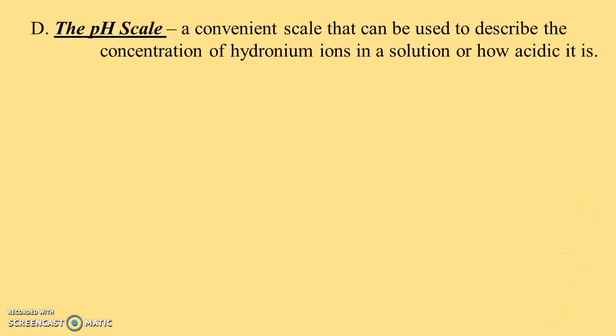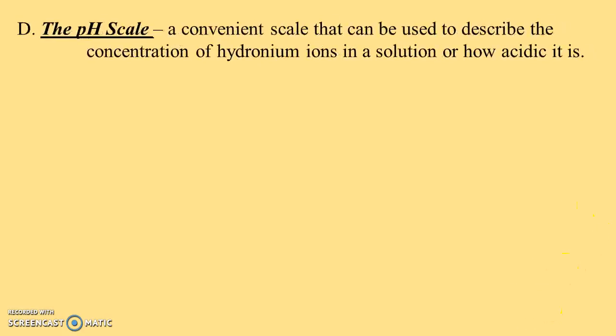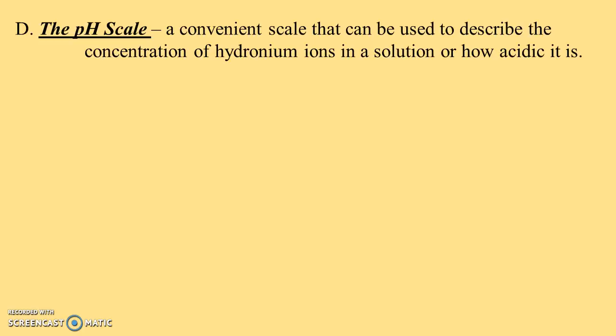All right, now we need to talk about the pH scale a little bit. We've mentioned it, you guys know what it is, but maybe you don't know exactly what pH stands for. What are we measuring when we say pH? It's a convenient scale that can be used to describe the concentration of hydronium ions, that's when the hydrogen gets donated and bonds with water in a solution, and how acidic it is.